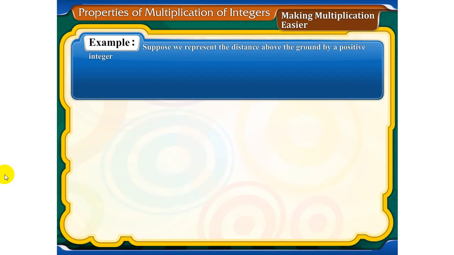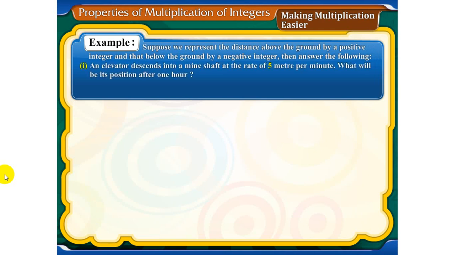Example. Suppose we represent the distance above the ground by a positive integer and that below the ground by a negative integer. Then answer the following. 1. An elevator descends into a mine shaft at the rate of 5 meters per minute. What will be its position after 1 hour? 2. If it begins to descend from 15 meters above the ground, what will be its position after 45 minutes?